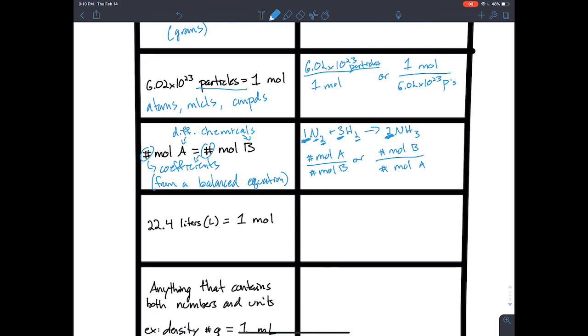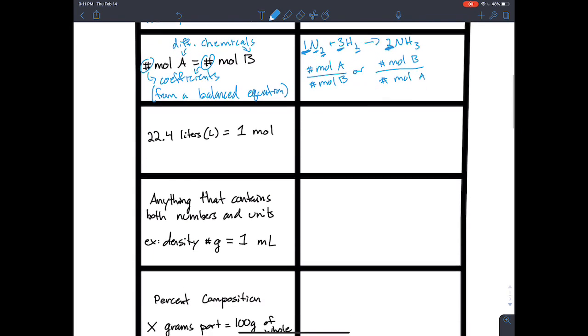The equal sign doesn't mean that it's the same number. It just means it's a consistent ratio. In a balanced equation, a consistent ratio. That's how many moles you need to produce something else. And we'll get into limiting reagents later on. I'll just leave that example for later.